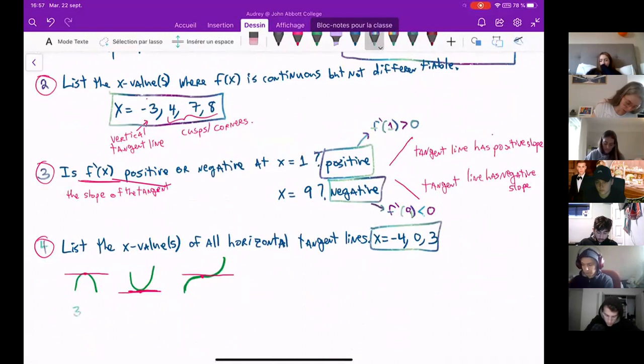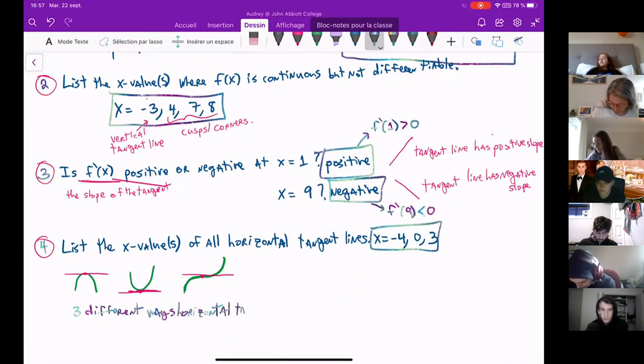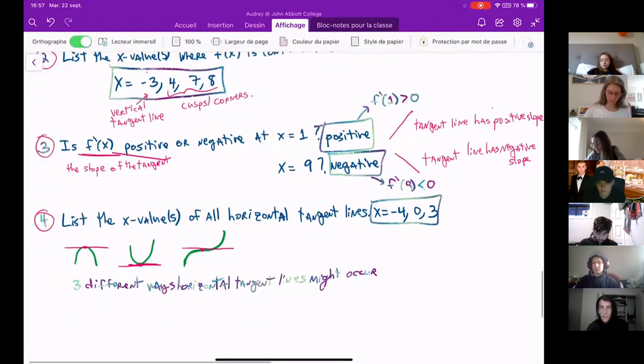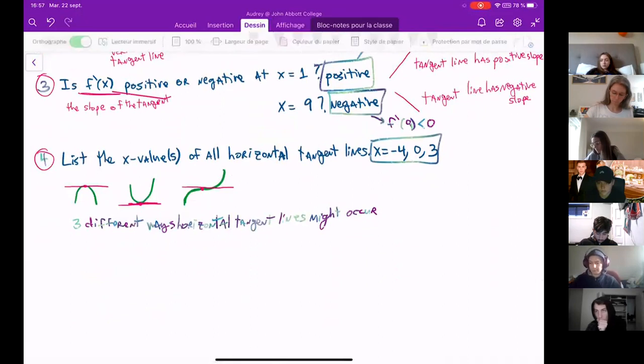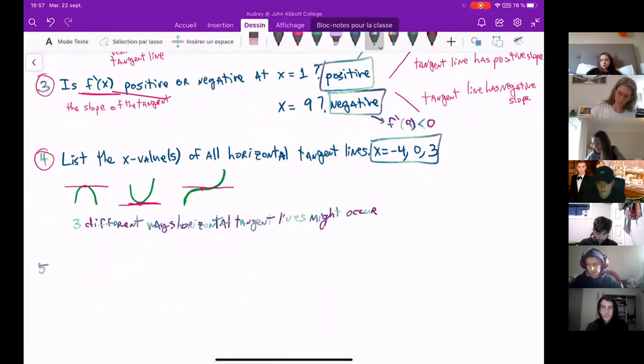So these are the 3 different ways horizontal tangent lines might occur. Okay, are there any questions about these horizontal tangent lines?